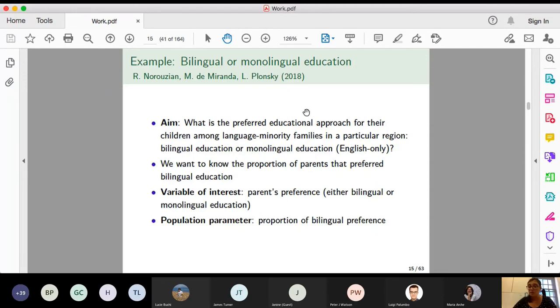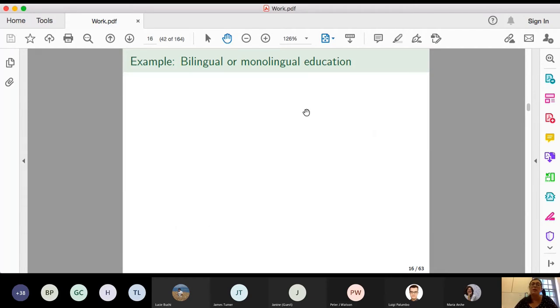So the variable of interest for this study is the parents' preference. What do they prefer? Bilingual education or monolingual education? And the population parameter of interest, in particular here, is the proportion of parents that prefer bilingual education. Okay, so one thing is the variable, and another thing is the parameter that you want to estimate. Maybe you want to know the variation in the responses, so maybe you're interested in the variance of this variable. But here, we are interested in the proportion of parents that prefer bilingual education.